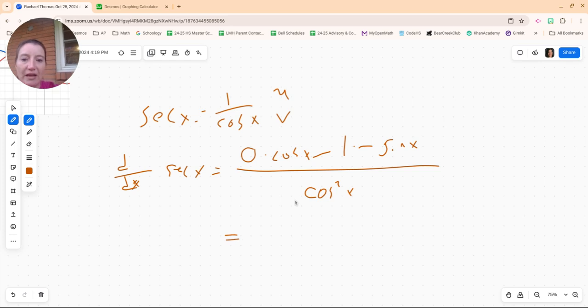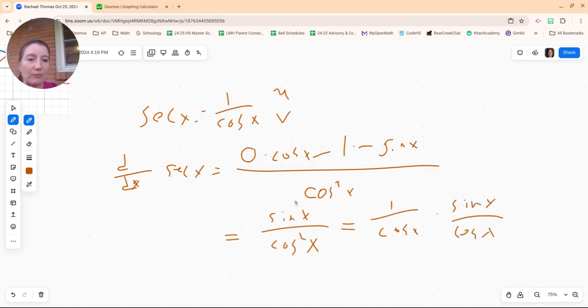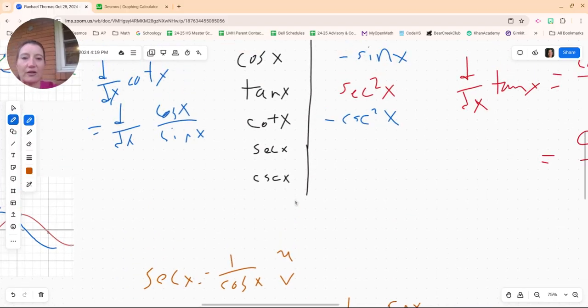So that first term goes away, and we just get positive sine x divided by cosine squared x. There are a bazillion ways that I could simplify that. The way we typically choose to simplify this expression is by splitting it up as 1 over cosine times sine over cosine. 1 over cosine is another name for secant, and sine over cosine is another name for tangent, and we get secant times tangent. That's just the most common way this is simplified. Secant x times tangent x, and then cosecant will be negative cosecant x times cotangent x.